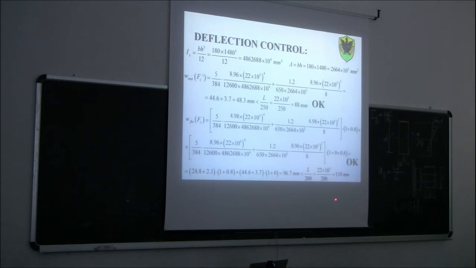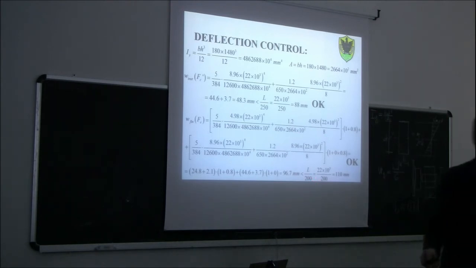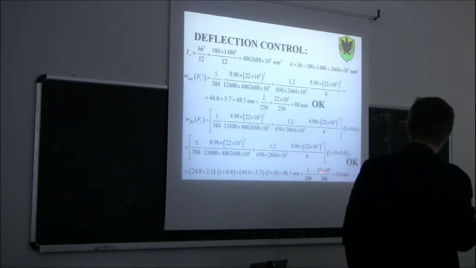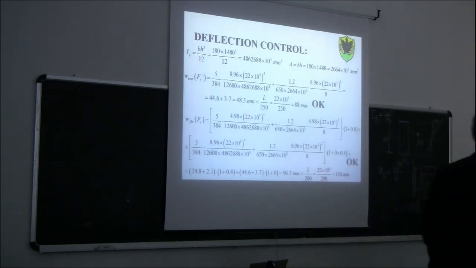Of course, if you need to redesign the beam, suppose that this verification here was not satisfied. Suppose that now the limit was L over 250. Can you make this calculation for me? L divided by 250, so 22 divided by 250.